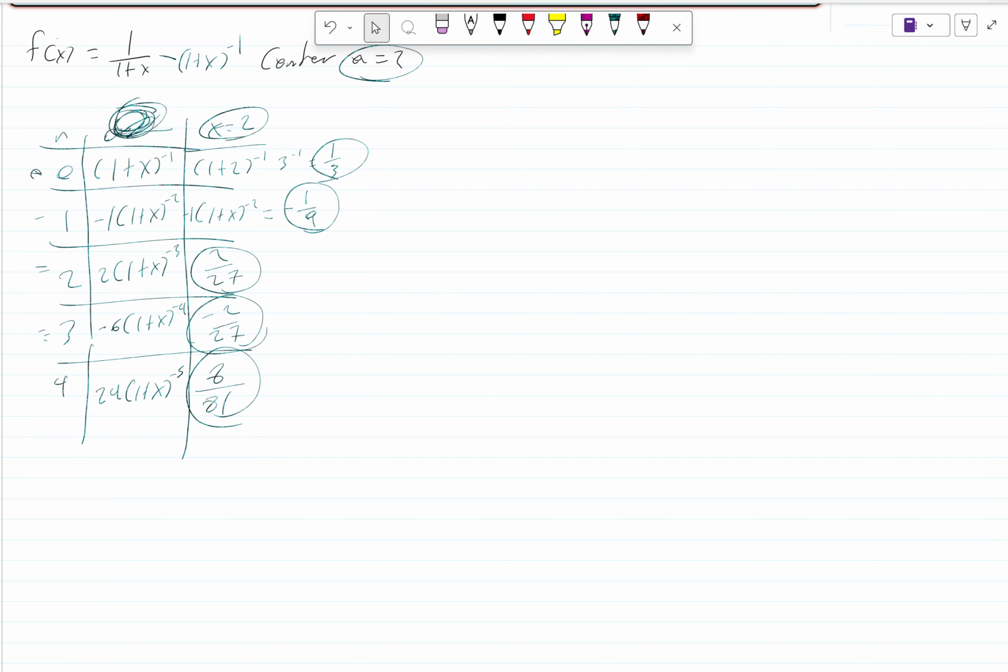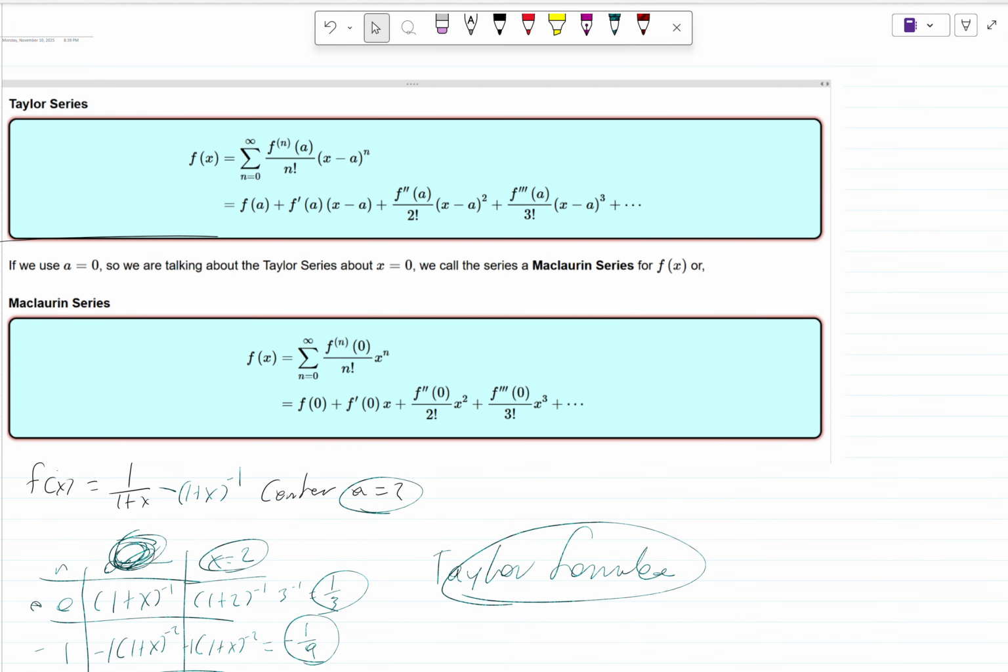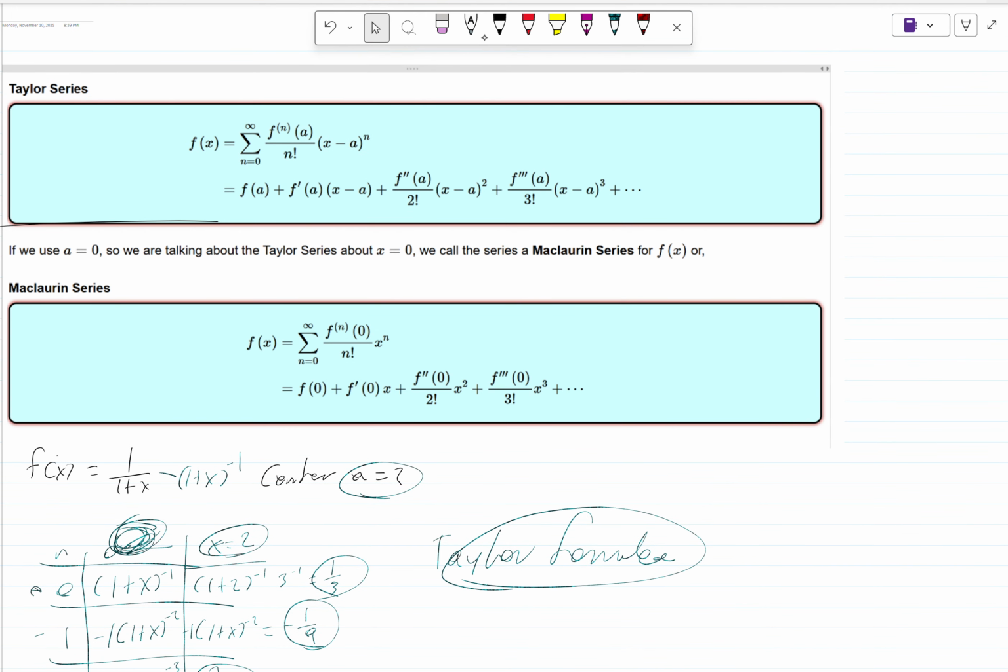I'm not judging. Anyways, now we're going to do the Taylor formula. If you don't know the Taylor formula, it's right here. This is the Taylor series over here, and this is the Maclaurin series, the bottom one.